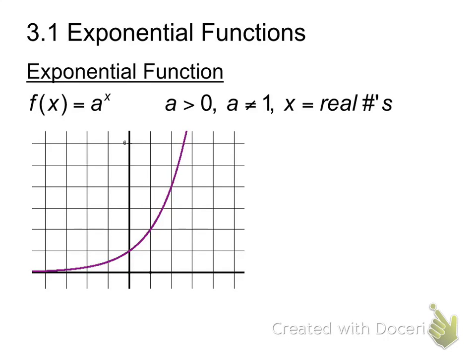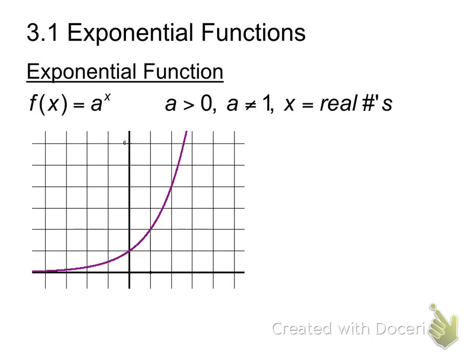This is section 3.1 on exponential functions. So an exponential function is a function where the variable, or the x, is in the exponent. So when you see here, f of x equals a to the x power. A has to be greater than 0, it cannot equal 1, and x is going to represent all real numbers.